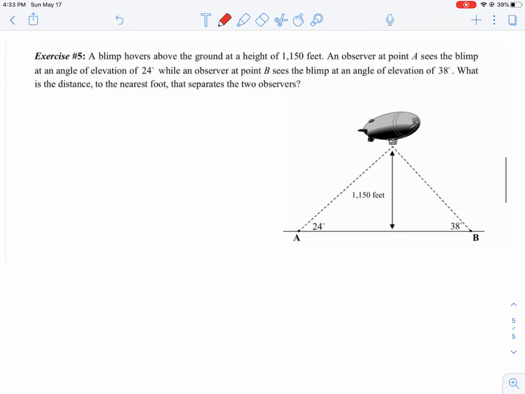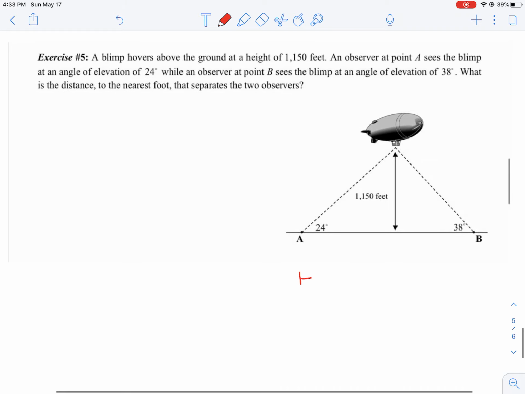Alright, last one here, guys. A blimp hovers above the ground at a height of 1,150 feet. Observer at point A sees the blimp at an angle of elevation of 24 degrees, while an observer at point B sees the blimp at an angle of elevation of 38 degrees. What is the distance to the nearest foot that separates the two observers? So we are trying to find that length right there.